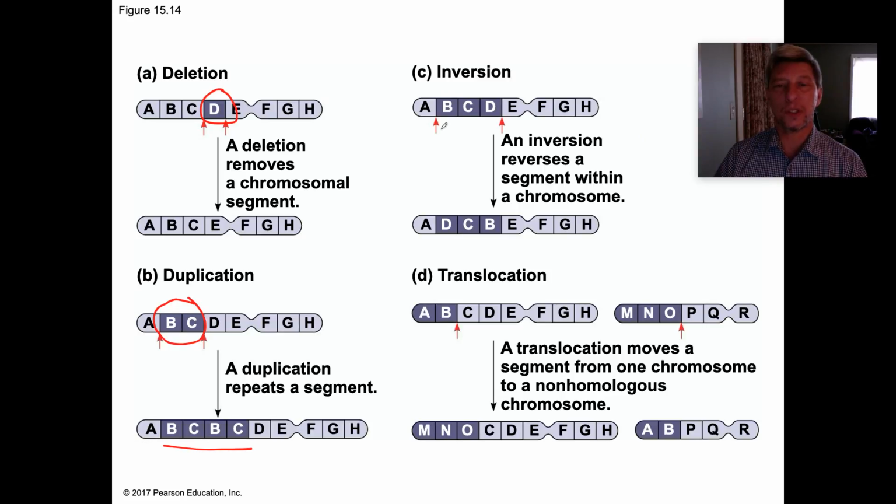In situation C, we've got the sequence BCD, but if they're cut here and flipped over, we now have the sequence DCB. And then finally, in a translocation, notice we've got genes A and B on this chromosome, and M, N, and O on this chromosome, and they essentially switch places. So this one goes to a given chromosome, and this one goes to a different chromosome.